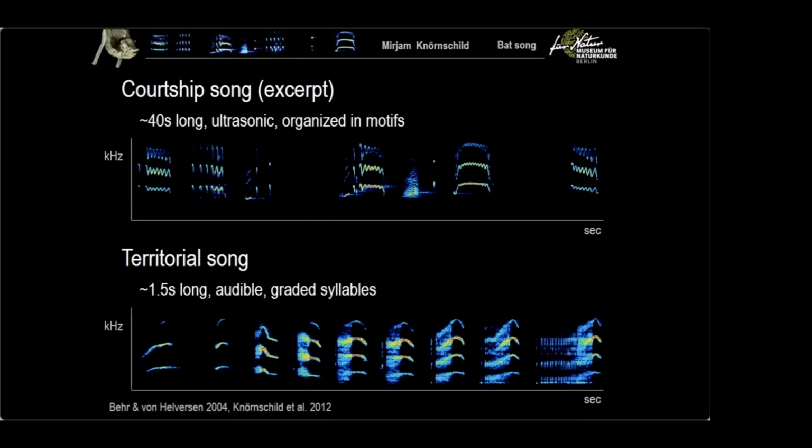And then on the other hand, we have the territorial song, which is also fairly long for a bat vocalization, but much shorter than the courtship song, on average 1.5 seconds long. It's audible, at least the lower frequencies are, and it consists of these graded syllables that end up in these very harsh, noisy-like syllables here in the end. We call them buzz syllables that have this pulsed onset and then a small tonal component.